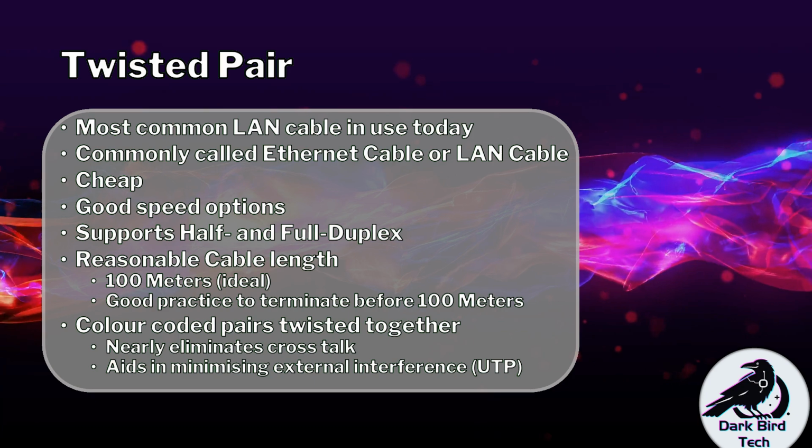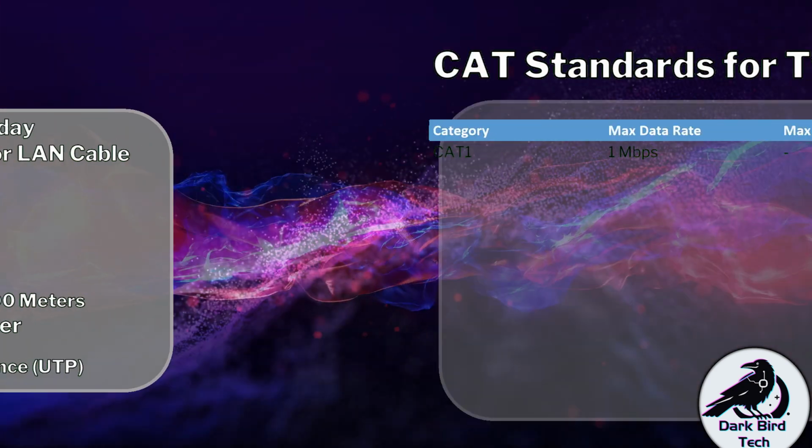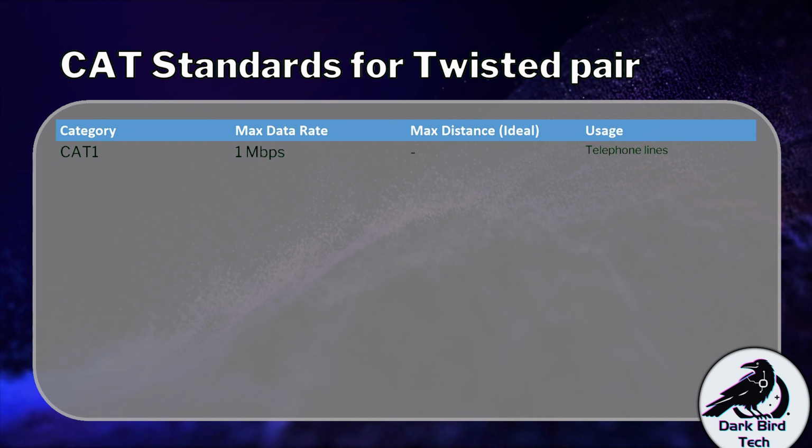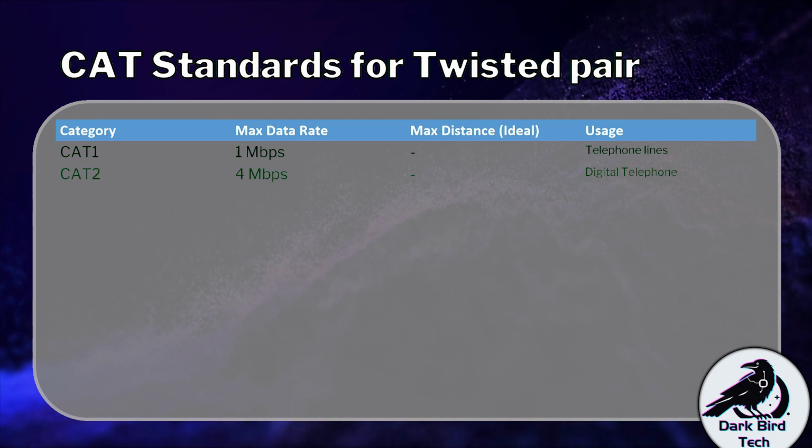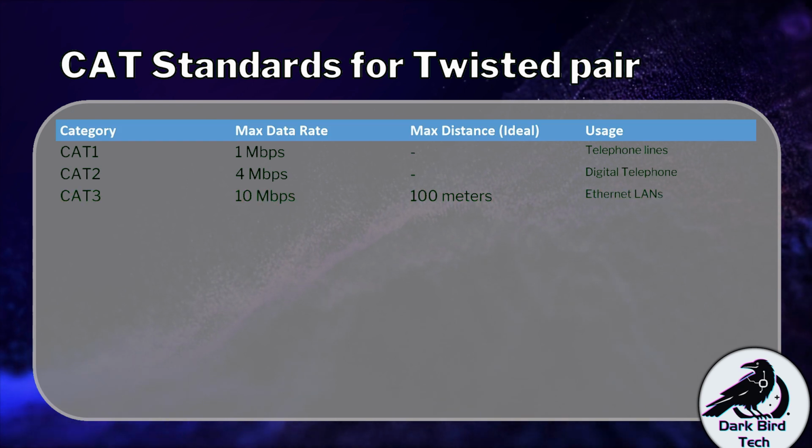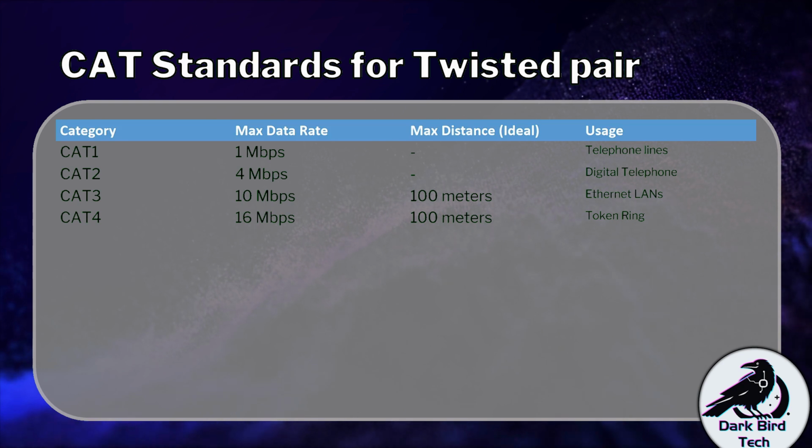Now, before we start looking at the cable itself properly, let's talk about the CAT standards that they come in. The CAT standards are there to describe the speed and capabilities of a twisted pair network cable. CAT 1 gives us 1 megabit per second, and it's a telephone cable basically. CAT 2 is 4 megabits per second, it was digital telephone. CAT 3 is when we properly started doing that 4-pair or 8-wire cable for Ethernet LANs, and it gives us 10 megabits per second up to about 100 meters under ideal circumstances. CAT 4 gave us 16 megabits per second, and it was only used by token ring networks.